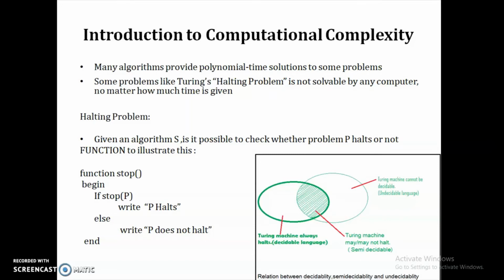So let's see what the halting problem is. This halting problem is just to check whether the given program P will halt or not, right? That is given by this function stop. So if stop of P, if the program stops, then we can say the program halts. Otherwise, P doesn't halt, right? So this is the function. This halting problem cannot be decided, right? Decidable whether it will stop or not, as the given input program may be of any type, right?